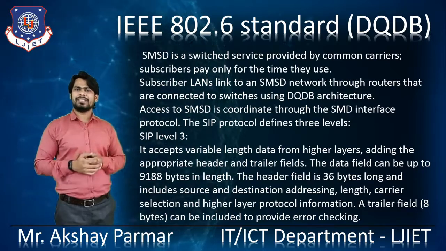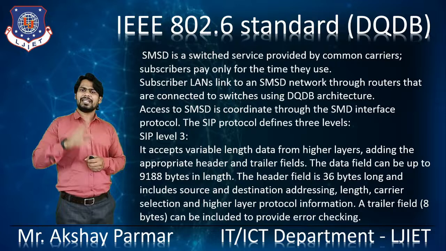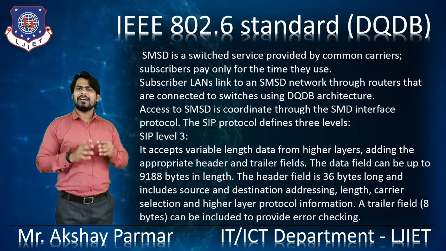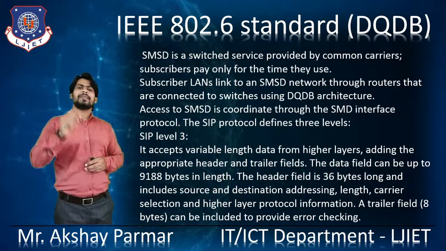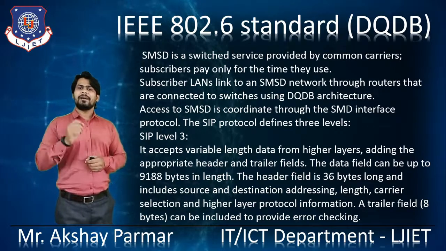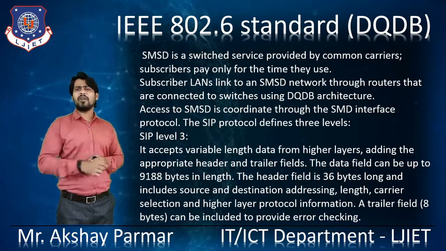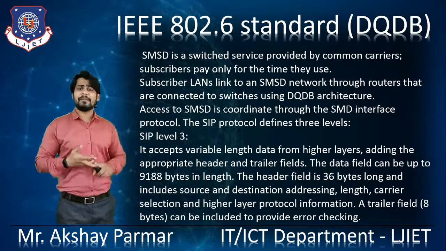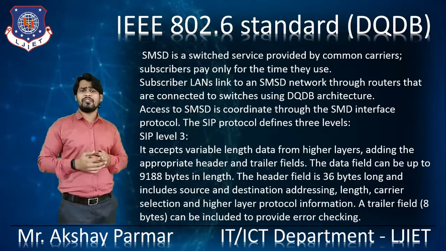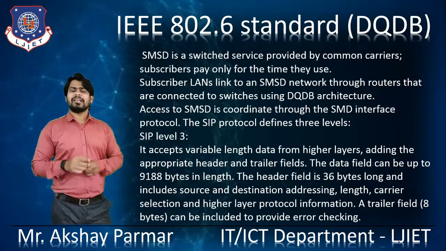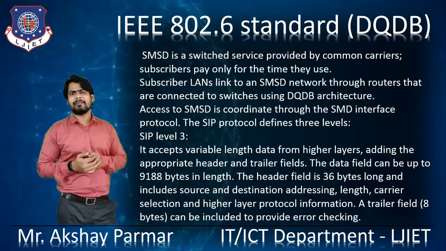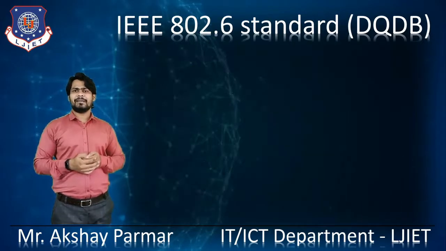The SIP protocol defines 3 levels, right? SIP level 3. It accepts variable length data from the higher level, adding the appropriate header and trailer field, right? The data field can be up to 9188 bytes in length. The header field is 36 bytes long and includes the source and destination addressing, length, carrier access, carrier selection, and higher layer protocol information, right? A trailer field, that is 8 bytes long, can be included to provide an error checking mechanism. This is about SIP level 3, right?